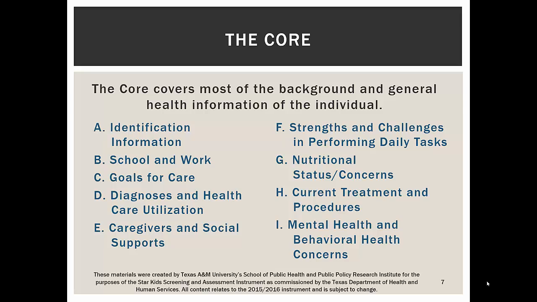Section G, Nutritional Status and Concerns. Section G provides an overview of the individual's nutritional intake, including the most recent and available height and weight measurements. Section H, Current Treatment and Procedures. Section H starts with questions aimed at understanding the individual's medication regimen, followed by pinpointing services and treatments the individual has received, and ends with a discussion on the potential for physical improvement. Many of these items are helpful for determining a plan of care.